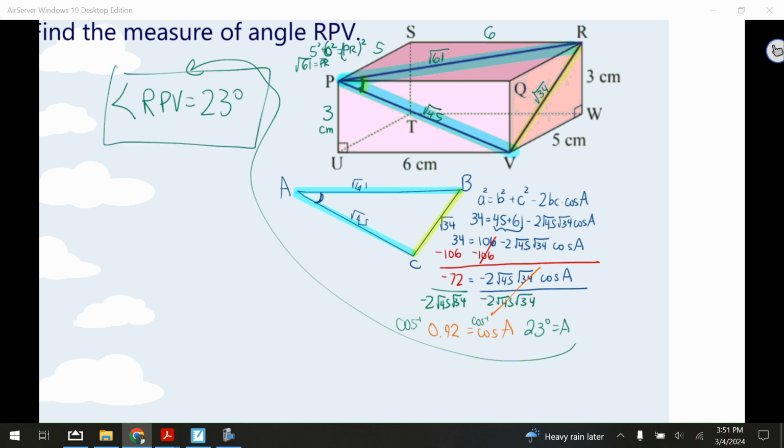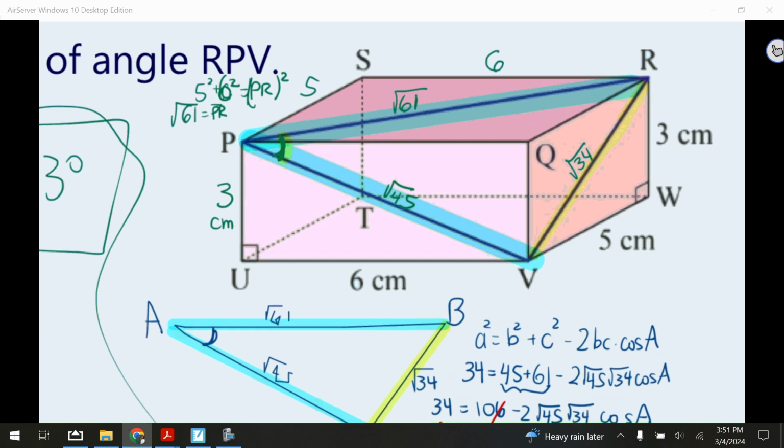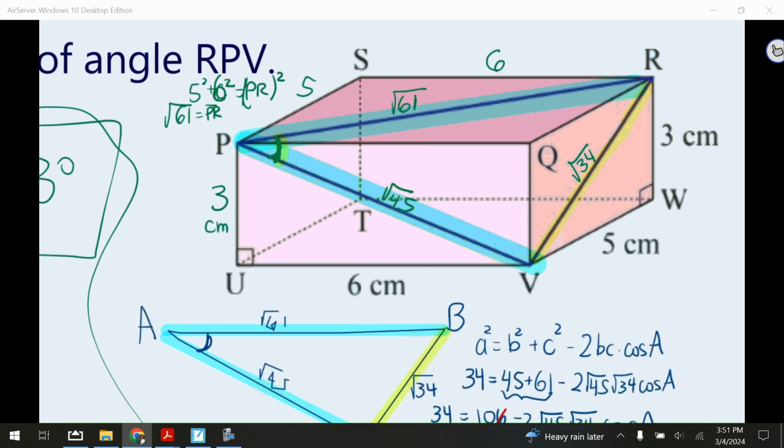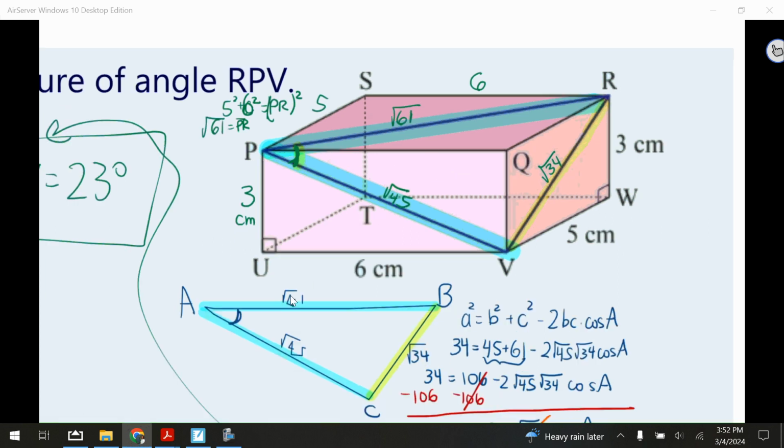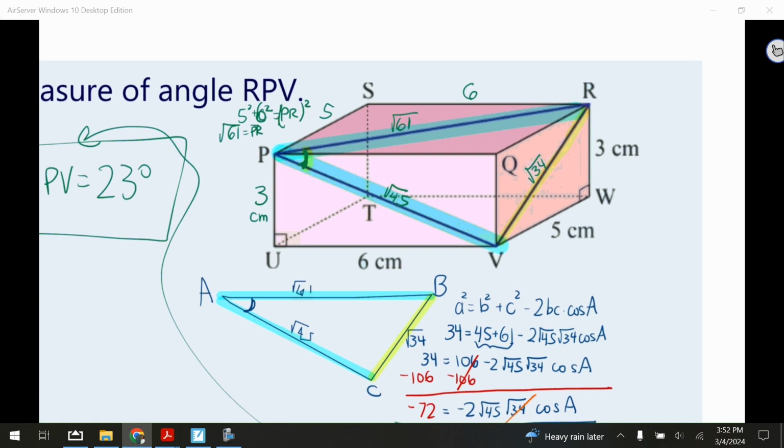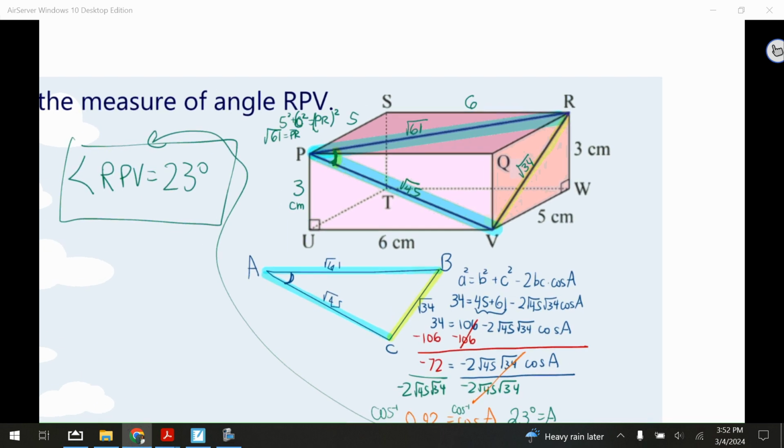And when I look at my diagram, the smallest angle should be across from the smallest side. So here's the smallest side. The smallest angle should be this RPV. It's only 23 degrees. And so at least that'll indicate to me that things are going pretty well. Okay.